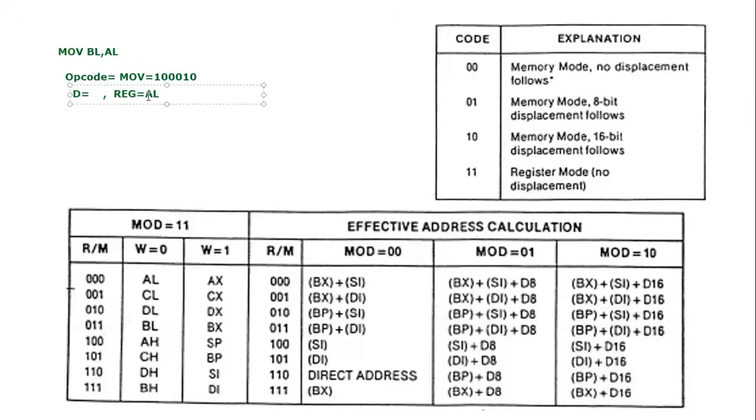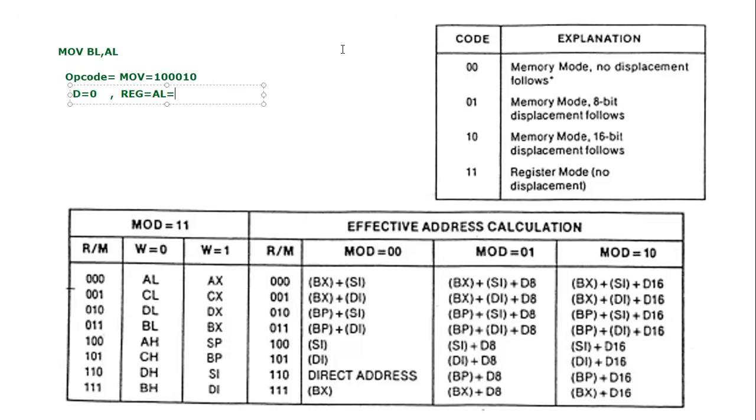So AL is what, destination or source? It is a source, so D will become 0. Remember, if the register is the destination, then we will take D equals to 1. Okay, what is the value of AL? And that you will find over here.